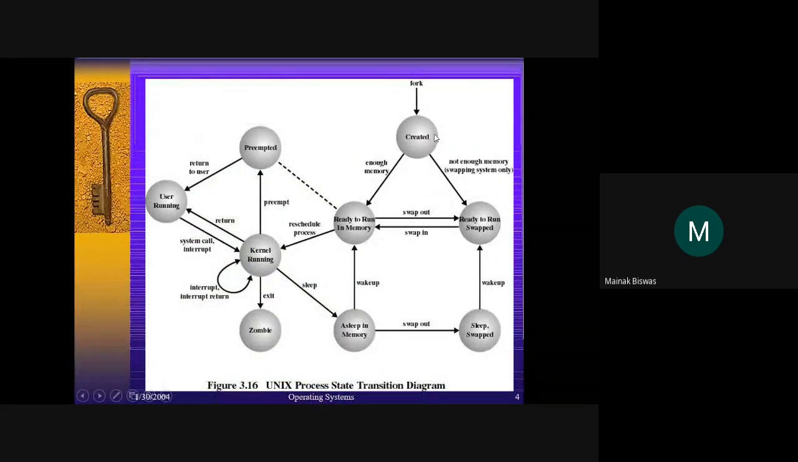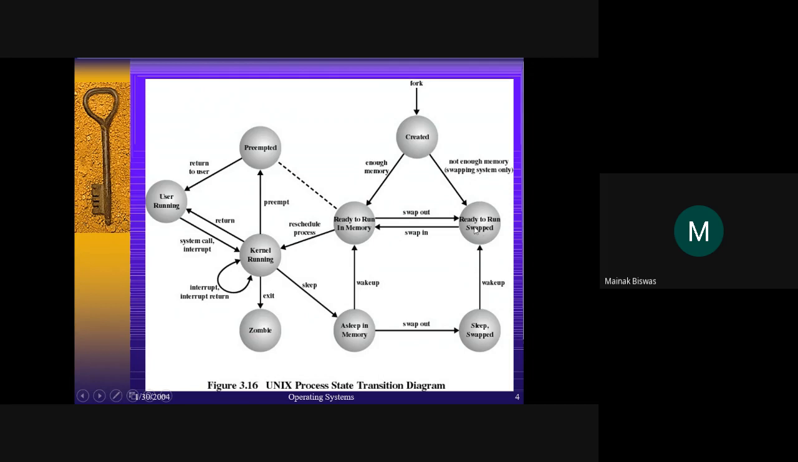Now once it is created, if enough memory is present in the system, it is directly put into the ready queue in memory. But if there is not enough memory for the process, some part of the process may be put in memory, while the rest is put in the hard disk or secondary memory. From there, swap in and swap out take place.